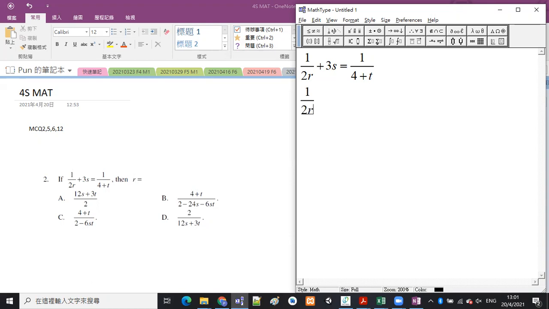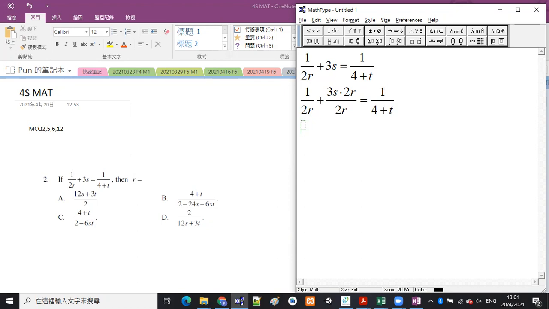So this 1/2R plus the 3s should be changed to a fraction with the denominator being 2R. So I have multiplied 2R to 3s, okay? So just like this, 3s times 2R, okay? And then the right-hand side is no change.